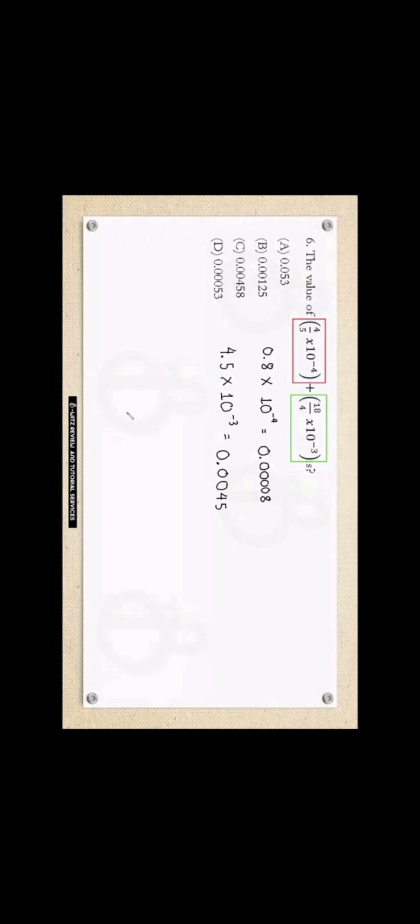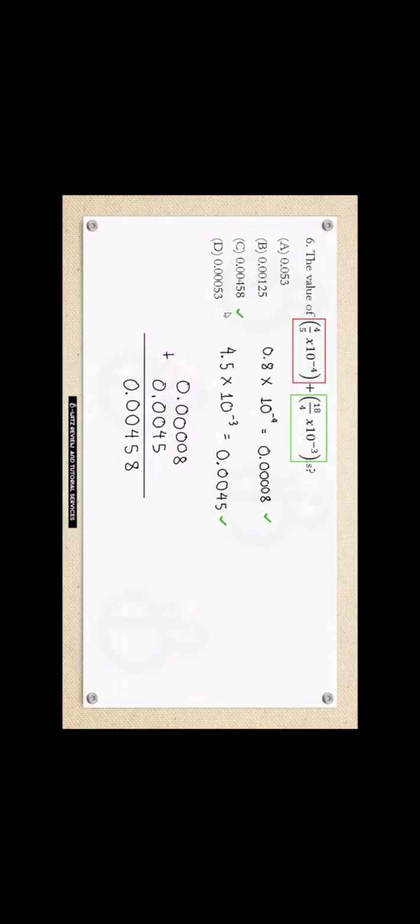And we need to add the two values together here. We need to add these two. We need to align their decimal point. Aligning them will make the addition easier for us. Finally, the answer will be 0.00458. Therefore, the correct answer is letter C.